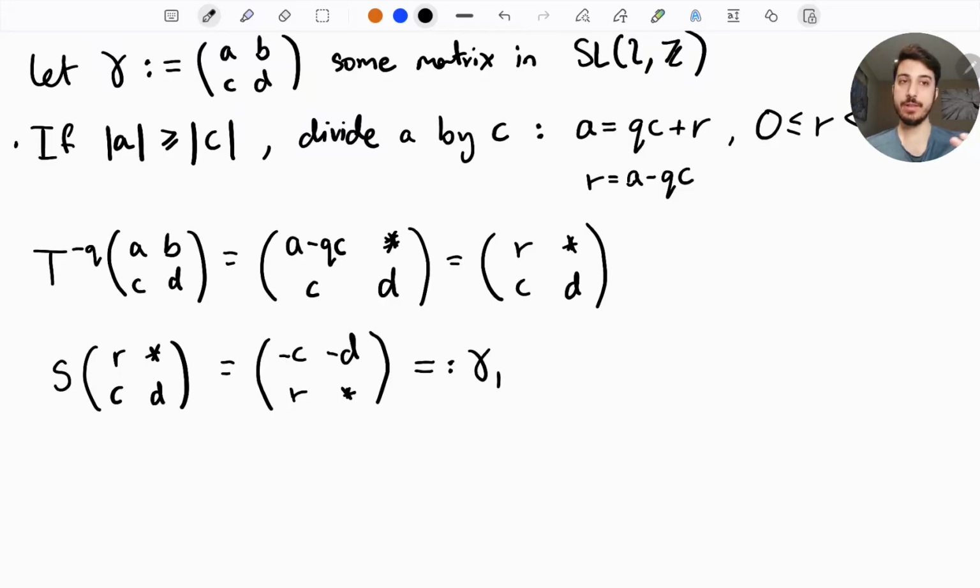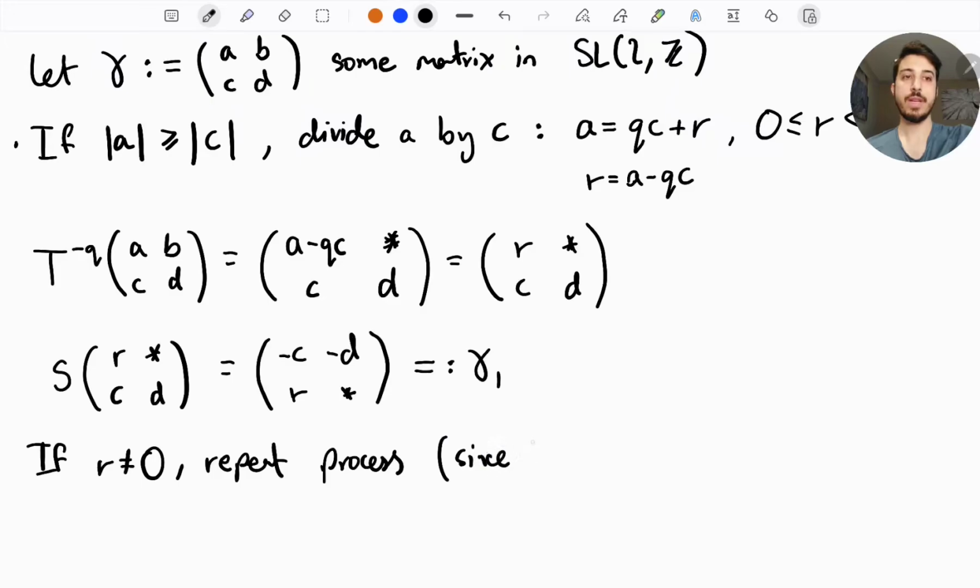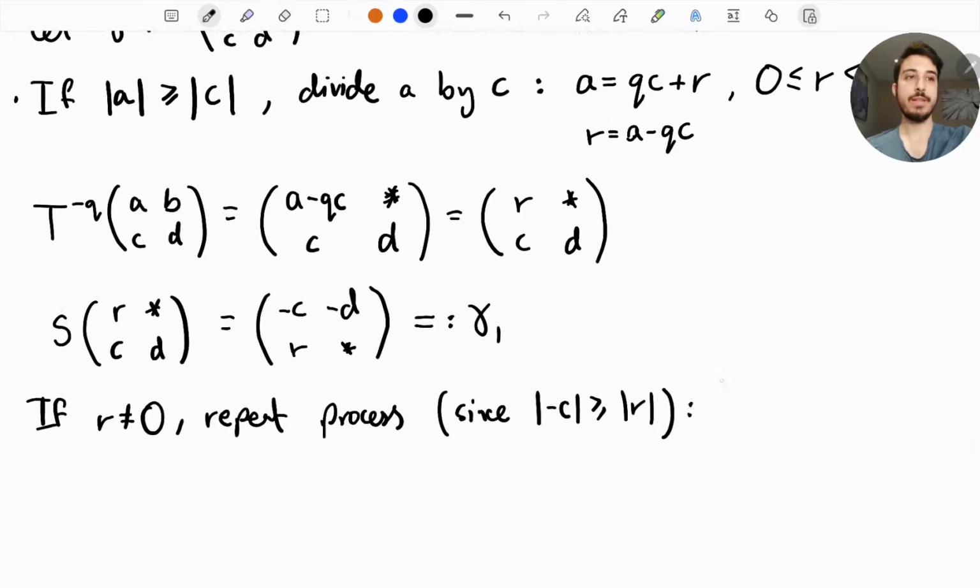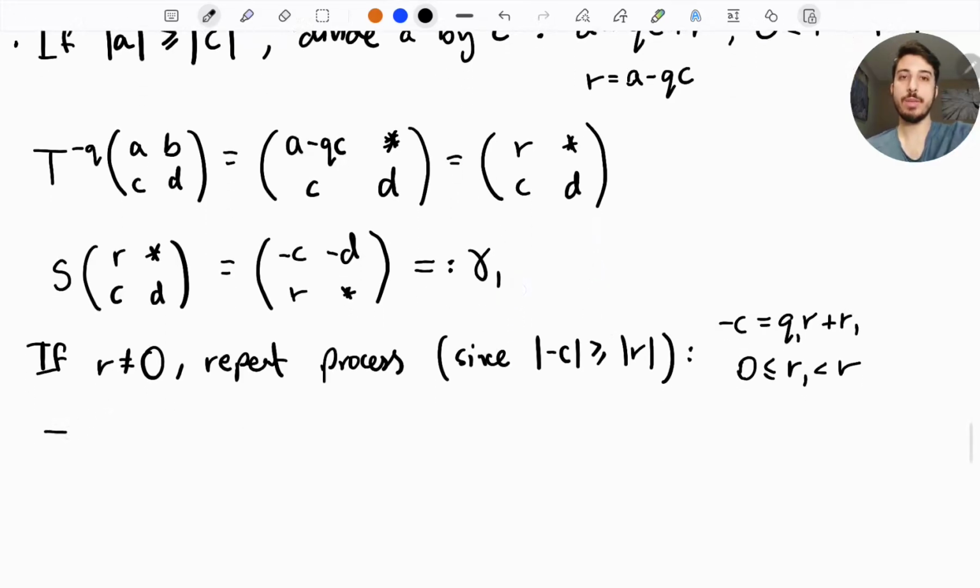So now that we have the new matrix gamma 1, if R is not equal to 0, we're going to repeat the process. Basically, we know that the absolute value of R is less than the absolute value of minus C. So this condition is already fulfilled. So we repeat the process since the absolute value of minus C is greater than the absolute value of R. And we will get that minus C is equal to Q1 times R plus R1 for some R1 that is between 0 and the absolute value of R. Well, we know that the absolute value of R is just R because R is positive here. Okay, great. So we repeat the process and we perform another matrix multiplication.